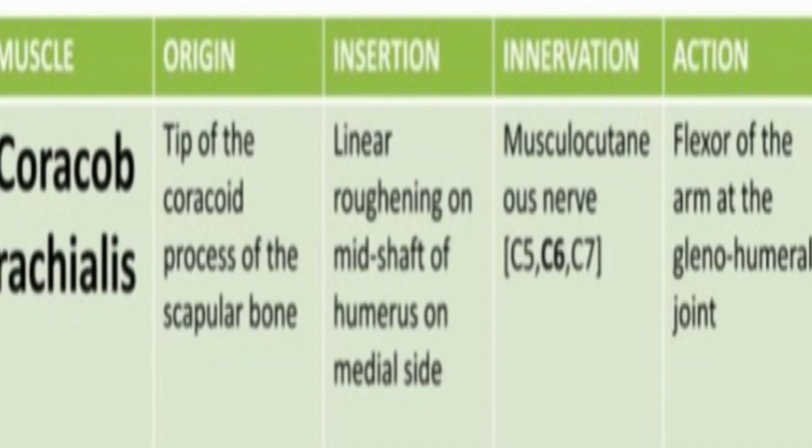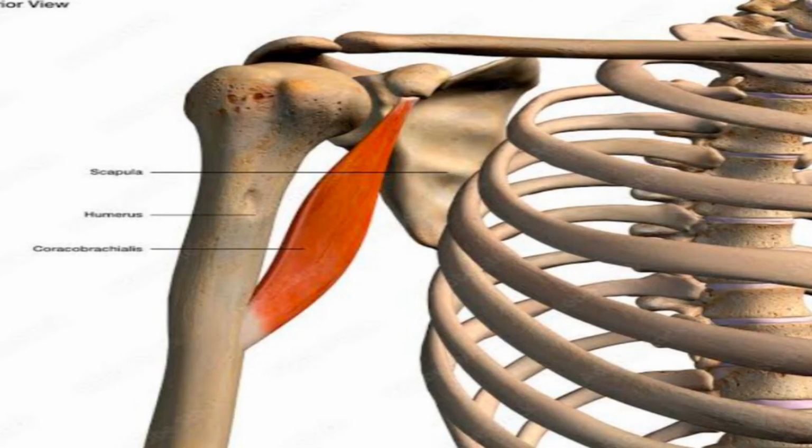The second muscle is coracobrachialis, which is seen on the anterior aspect. Origin of coracobrachialis: it originates at the tip of the coracoid process of the scapular bone. It gets inserted into the mid shaft of the humerus on the medial side. You can see in the diagram, it originates at the tip of the coracoid process and gets inserted into the middle of the shaft of the humerus on the medial border.